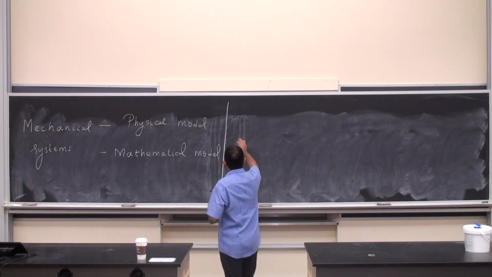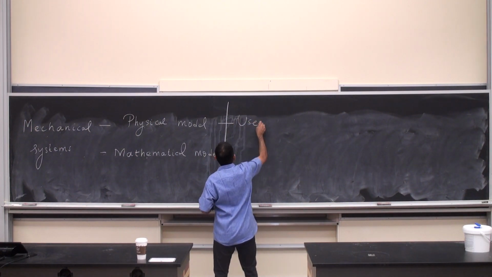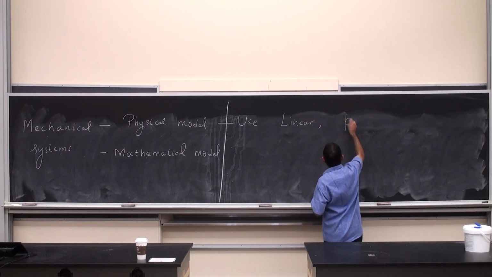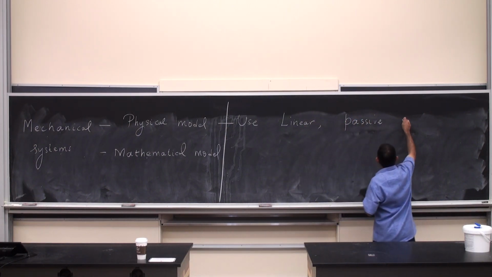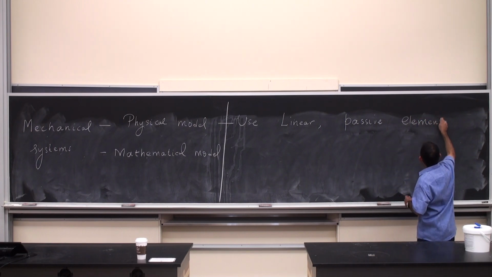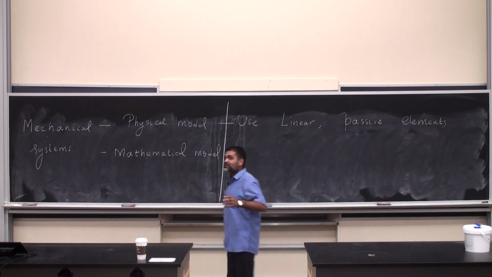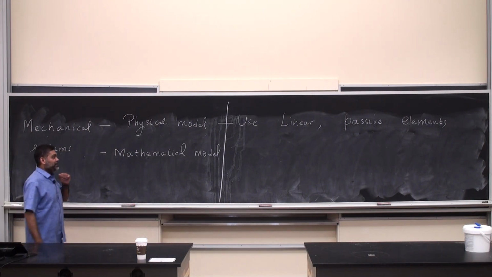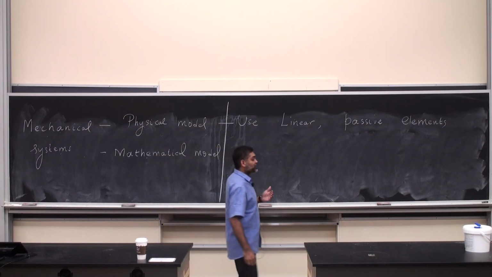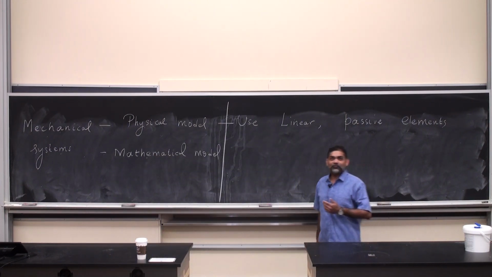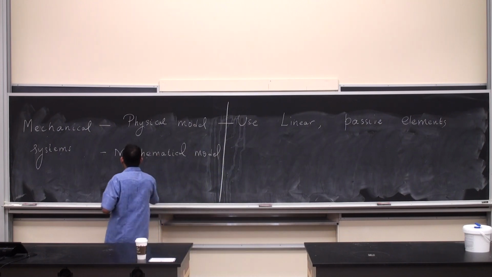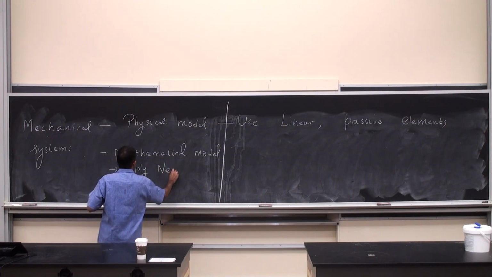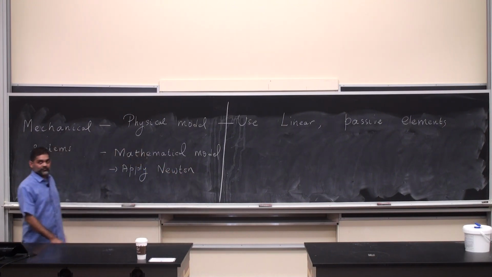The physical model will be achieved by making use of linear, passive elements. Okay? So this is by the use of linear, passive elements, and those two words, linear and passive, beg an explanation, which I'm going to give in a minute. The mathematical model will be achieved by applying Newton's laws of mechanics, which you know very well from dynamics. Apply Newton, our good friend.